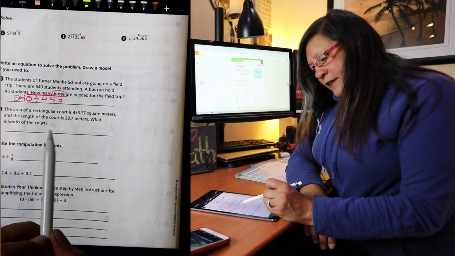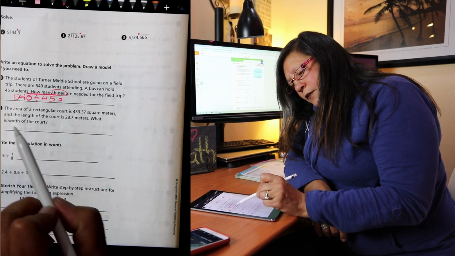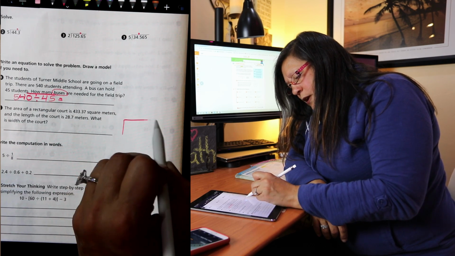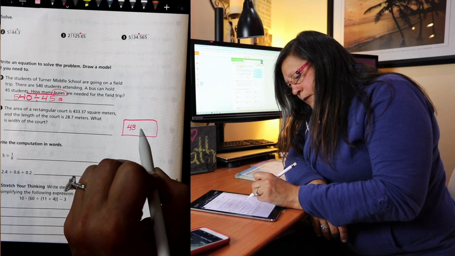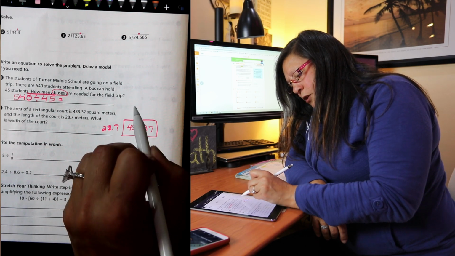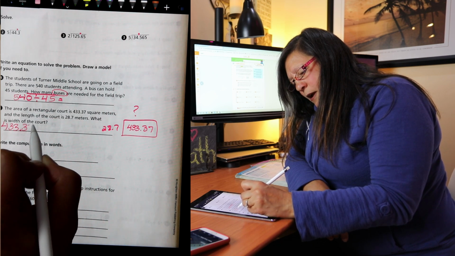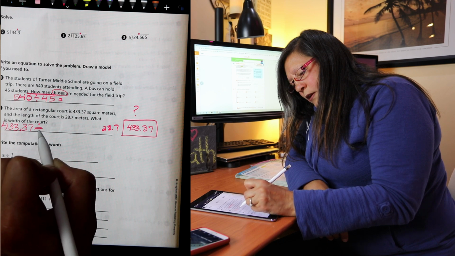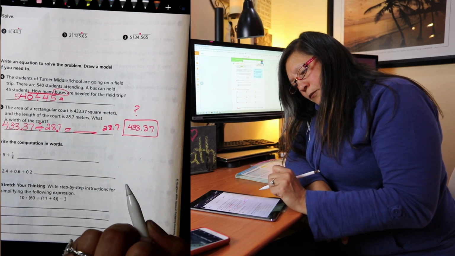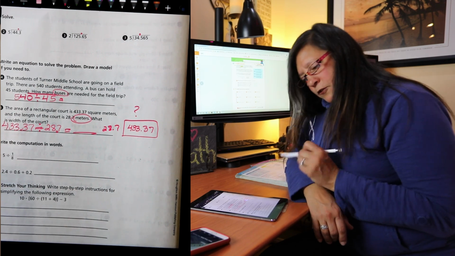Number 5, the area of a rectangular court is 433.37 square meters. The length of the court is 28.7 meters. What is the width of the court? So we know this court measures 433.37. We know one of the sides and we don't know the other. So you're going to take the answer to the area problem divided by one of the measurements, and that is going to give you your other measurement. What is the width? Okay, and your label is going to be in meters.